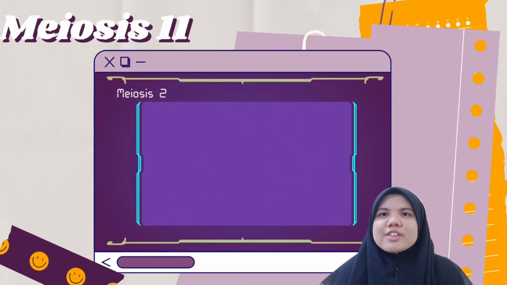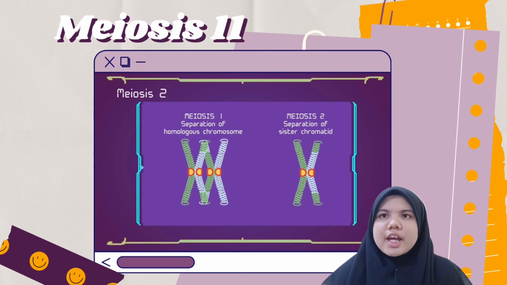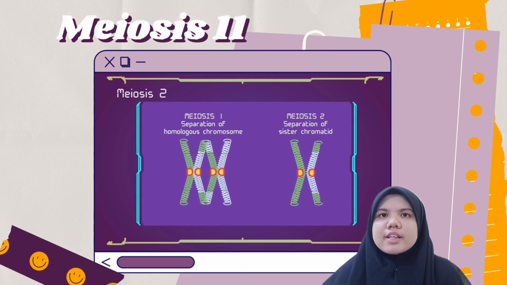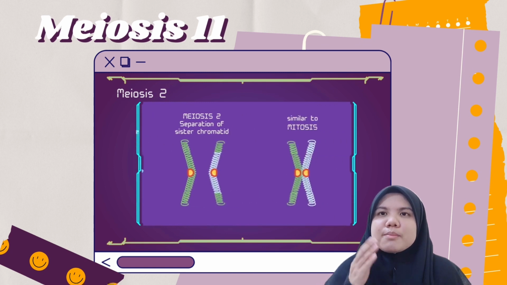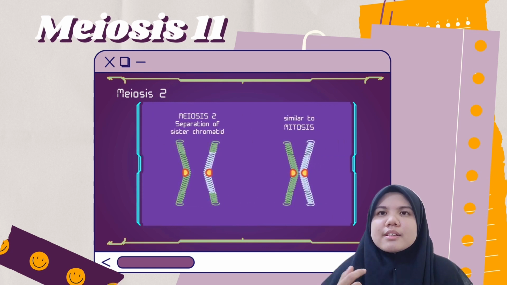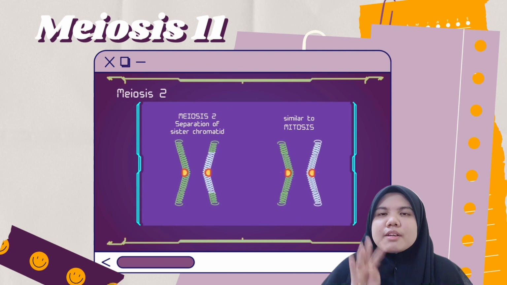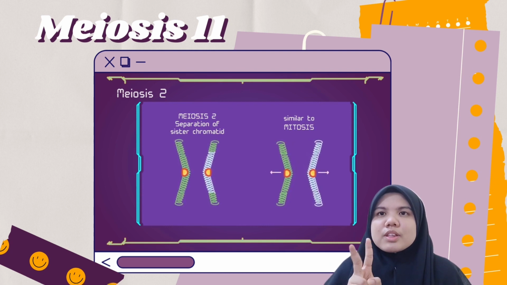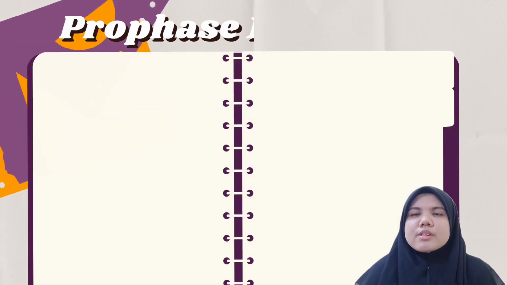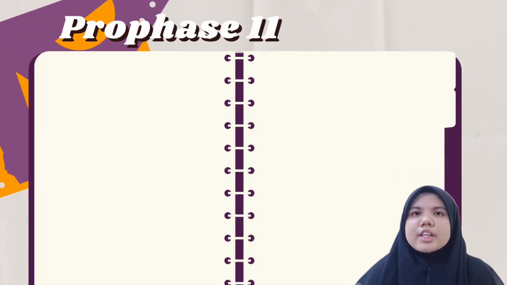Meiosis 2. Meiosis 2 is the second meiotic division and usually involves segregation or separation of sister chromatids. Mechanically, the process is similar to mitosis, but its genetic results are fundamentally different. The 4 main steps of meiosis 2 are prophase 2, metaphase 2, anaphase 2, and telophase 2. Next, we will see the first stage of meiosis 2, which is prophase 2.